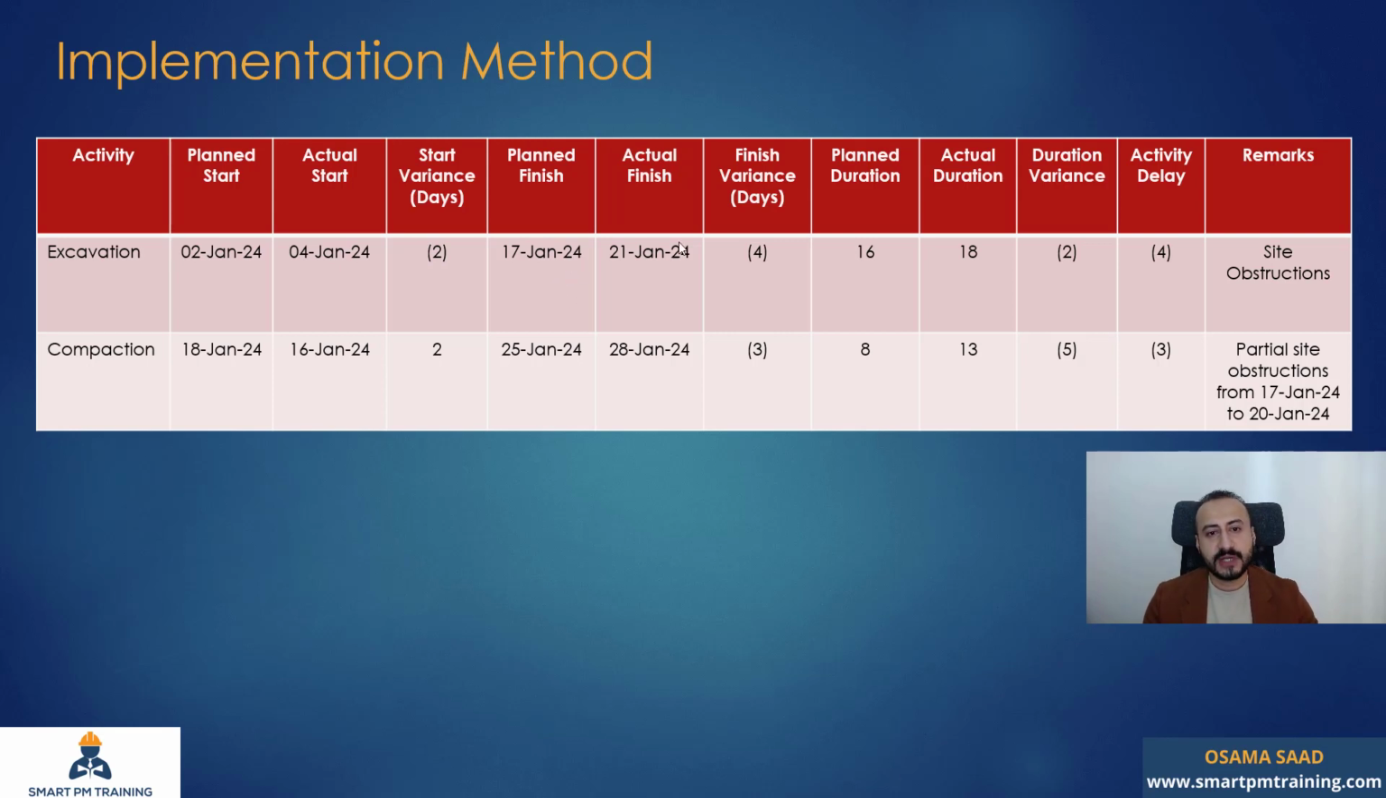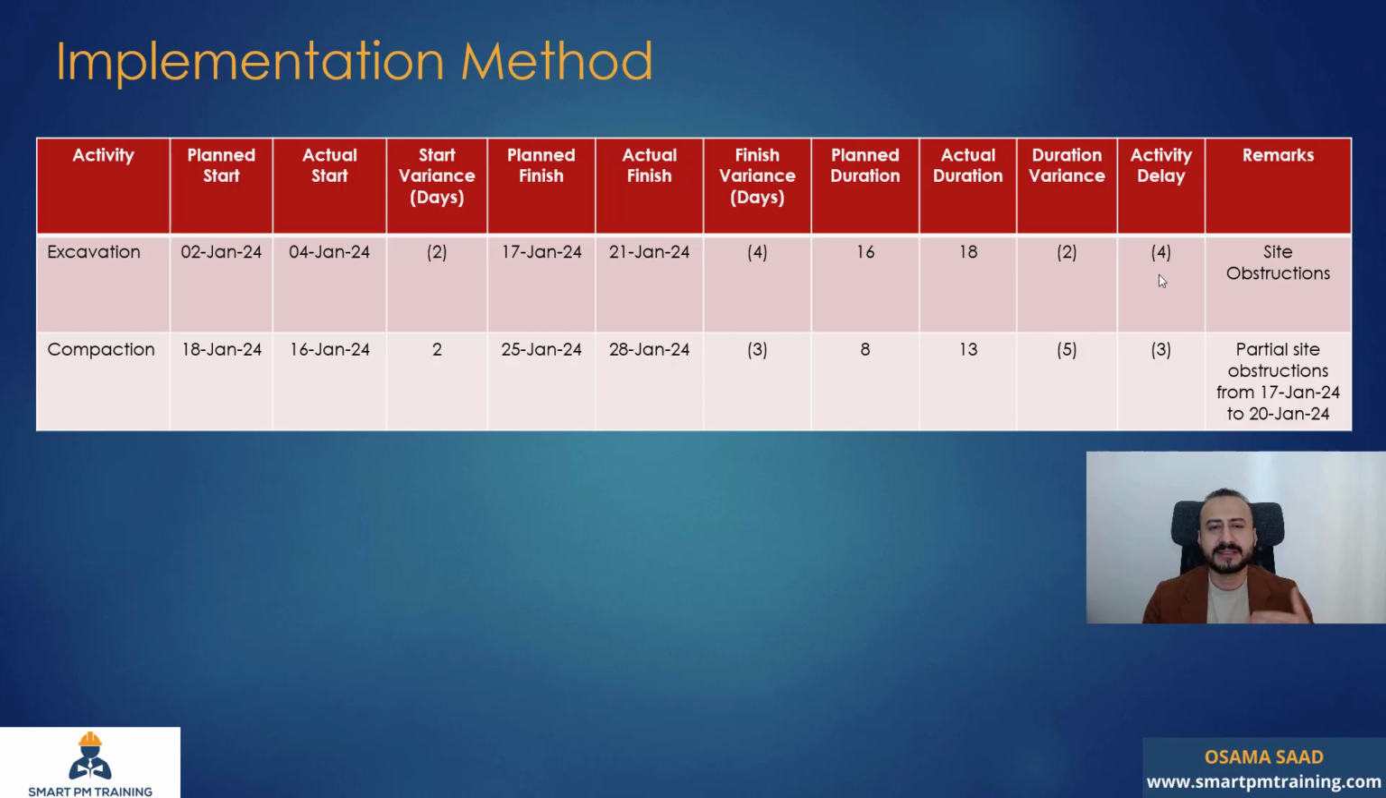Planned finish versus actual finish, so 4 days in delay. Planned duration 16 against 18 days actual. Duration variance 2 days as extension. So overall the activity delay 4 days. Why? Because I finished the activity 4 days beyond the planned finish date. I'm gonna still need to record everything else because it will help me in my analysis.